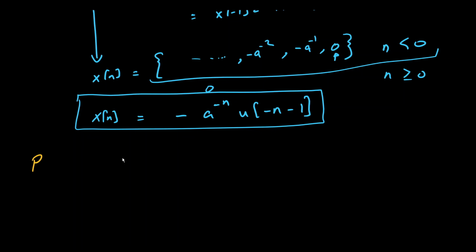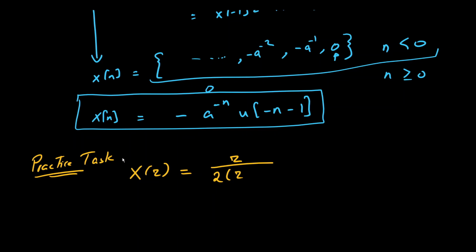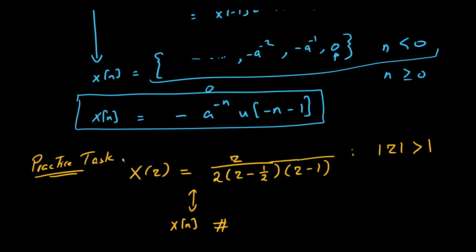So as a practice task, in the first two methods of taking the inverse z transform, that is the partial fraction method and the contour integration method, we have taken the inverse z transform of this function, that is z over 2 z minus 1 by 2 and z minus 1, and we mentioned that the absolute value of z is greater than 1. So take the inverse z transform, find x of n and try to match this with the other two methods, the solution of which has already been derived in previous videos.